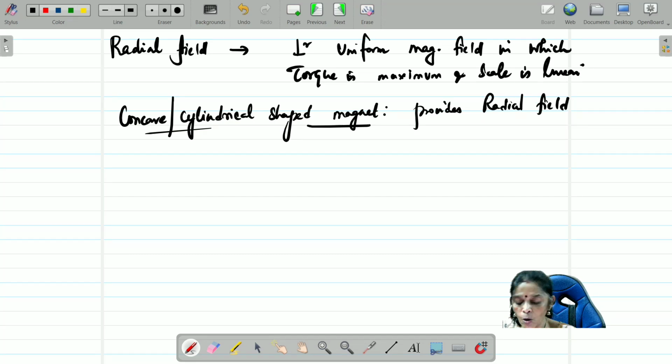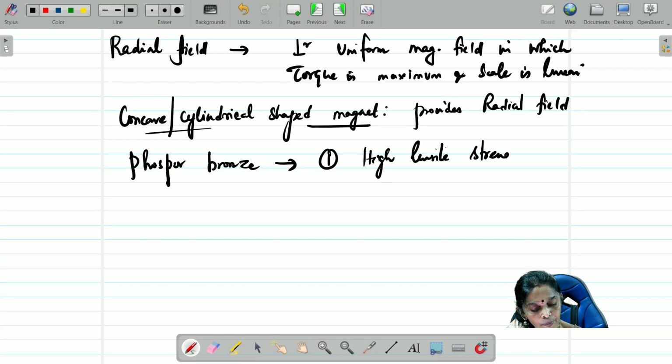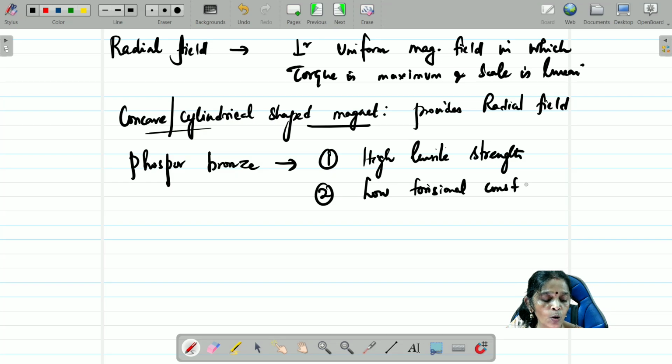I have already pointed out the use of the phosphor bronze strip. Why do we use a suspension coil spring made up of phosphor bronze? Number one, high tensile strength and low torsional constant. That means low value of K, so even the smallest deflection could be detected.